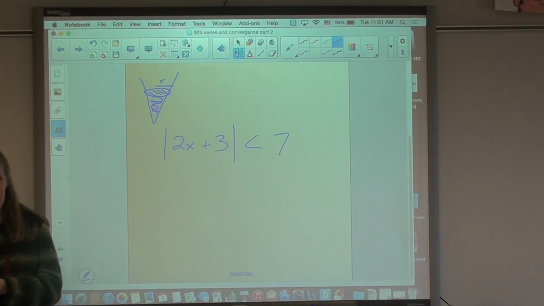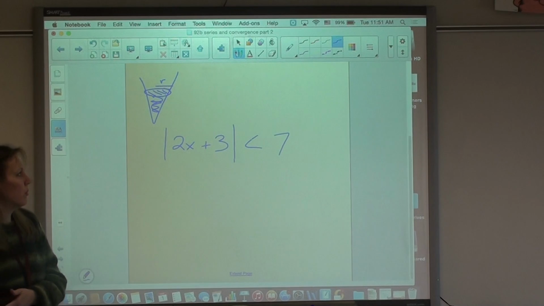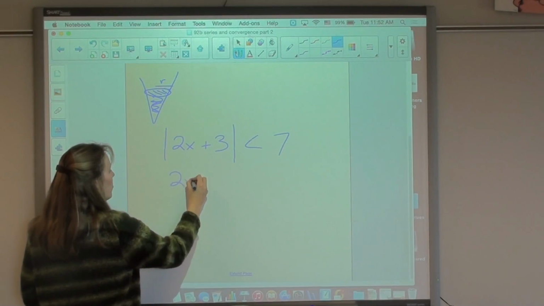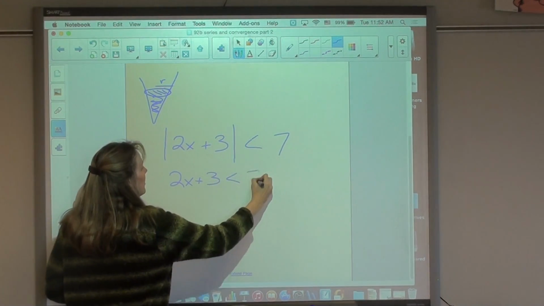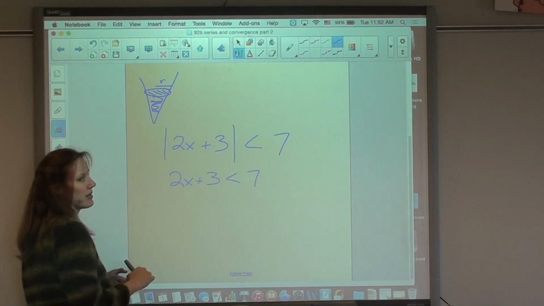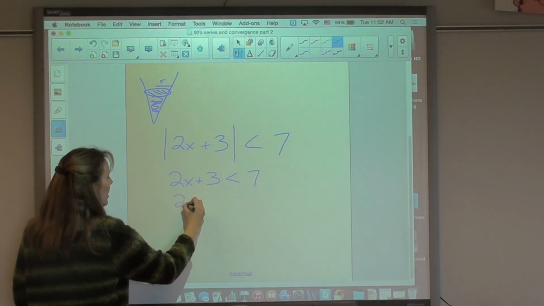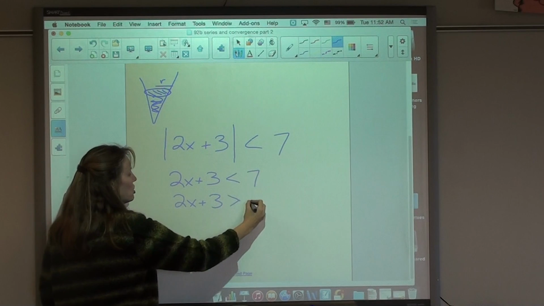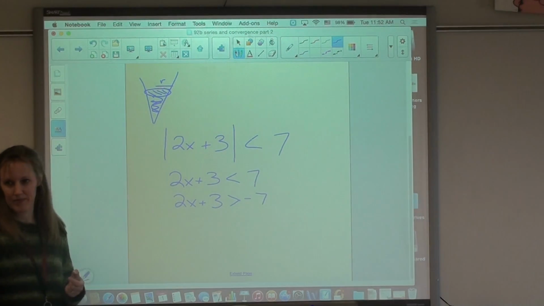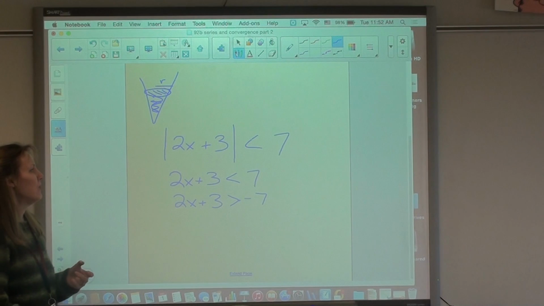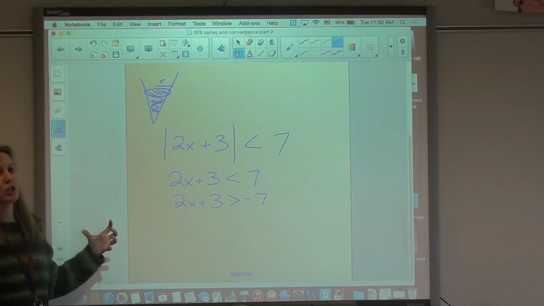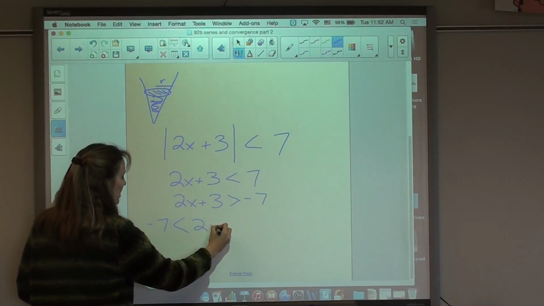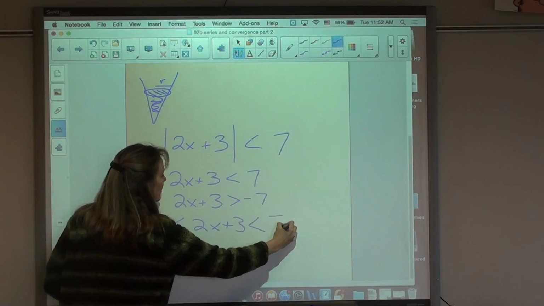Back in the old days of Algebra 1, the way you had to do this was you wrote 2 inequalities. You wrote 1 just like the original without the absolute value, and then you wrote the other one, and you had to reverse the arrow and change the sign. Now, if we write this out as what's called a compound inequality, you get negative 7 is less than 2x plus 3, which is less than 7.